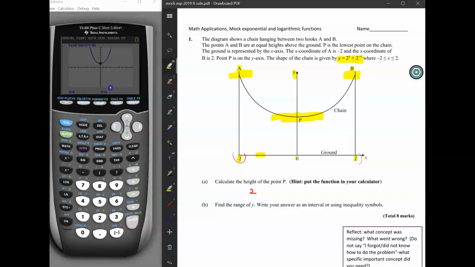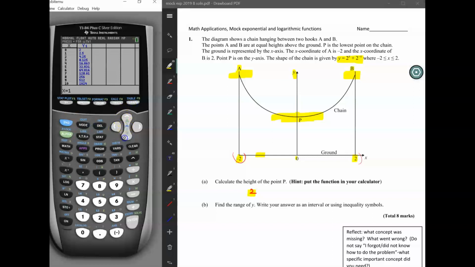Oh, wait a second, we already know the y value of P. The y value of P is 2, right? Now let's find the y coordinate of A or B. Now we know that the A point is at x equals -2, and the B point is at x equals 2. So we'll be able to find both of those points very easily using second table.